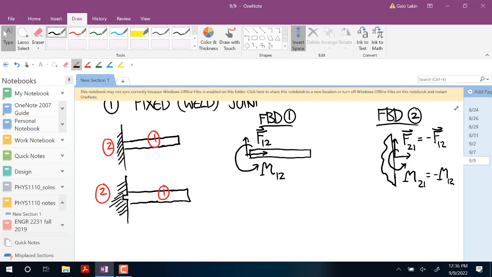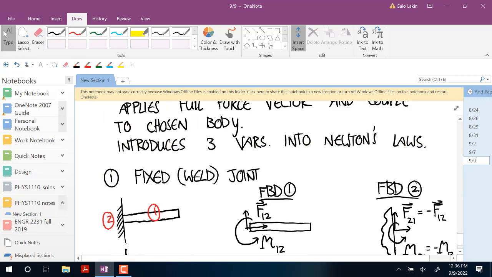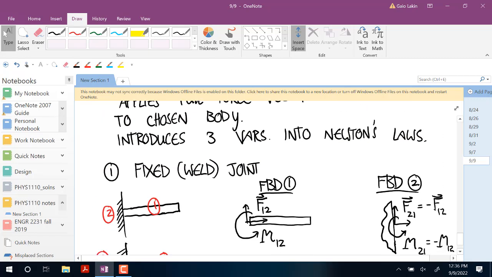And so whenever you see any of these joints, all you do is put the loads as they're shown in these free body diagrams into your free body diagram, and then you do the calculations to get those variable values using Newton's laws.